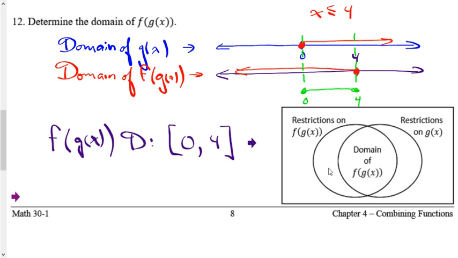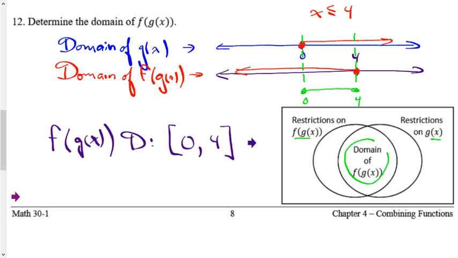So here, let's look at this Venn diagram, because here I've tried to summarize that. So g of x has some limitations, and I'm saying those limitations are in this circle of the Venn diagram, that ellipse. Restrictions on the composition of function, these are what are implied by the equation we're given. And where these two overlap, this middle section, that's the domain for the composition of functions.